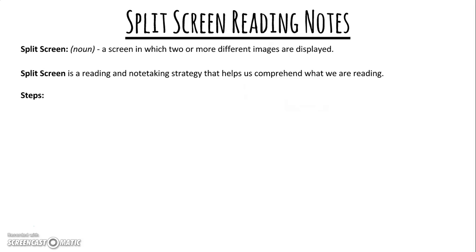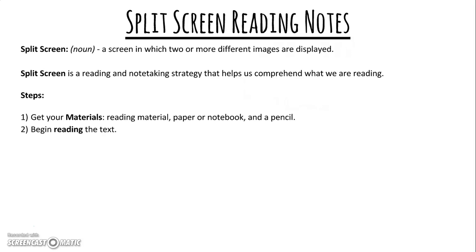How does it work? Step one, get your materials. You need your reading material, whatever it is that you're reading, some sort of notebook and or piece of paper, and a pencil. In this case, I'm also going to use a ruler to set up my graphic organizer, so that way it is neat, but that's not mandatory.